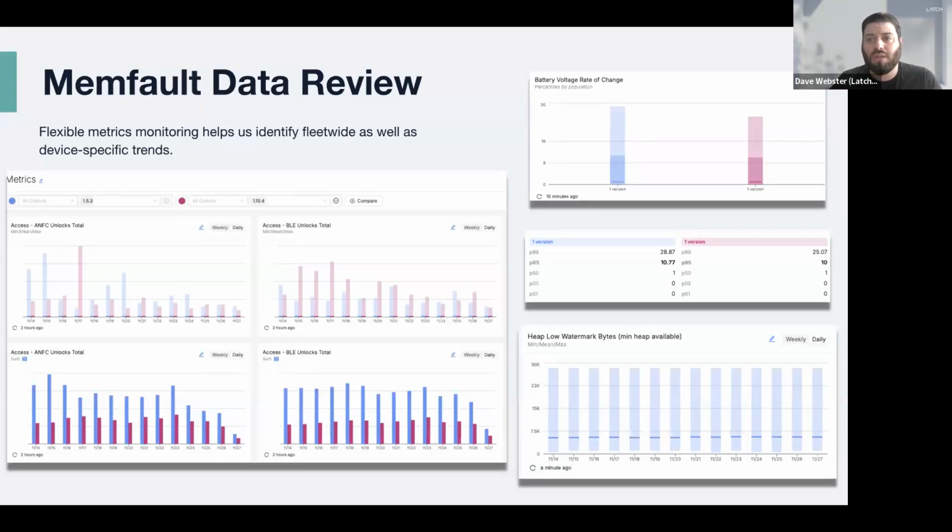We can also correlate different metrics together. I think, Tyler, you also mentioned this, we track CPU sleep time, and so we can see how that is impacting our battery life. Obviously, those are very tightly coupled, and so we can see that and focus on areas to either increase our sleep time.